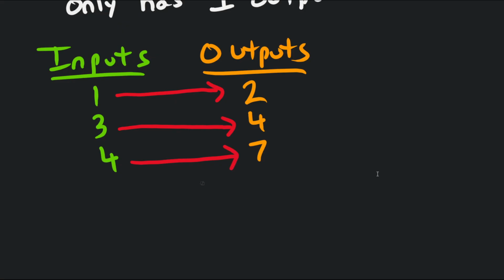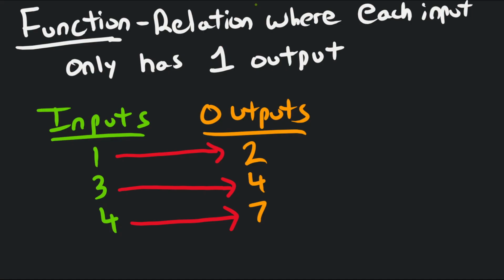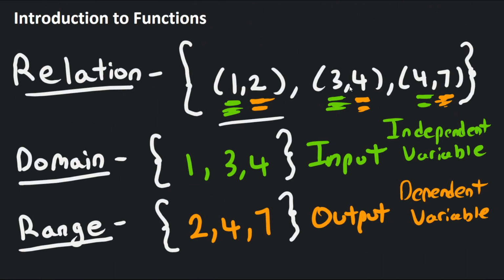And there we go. If we take a look, all of our inputs, 1, 3, and 4, all of them only have one output. For number 1, the only output is 2. For number 3, the only output is 4. And for number 4, the only output is 7. None of them have more than one output. So this relation that we started with is also a function. So this is a function indeed.